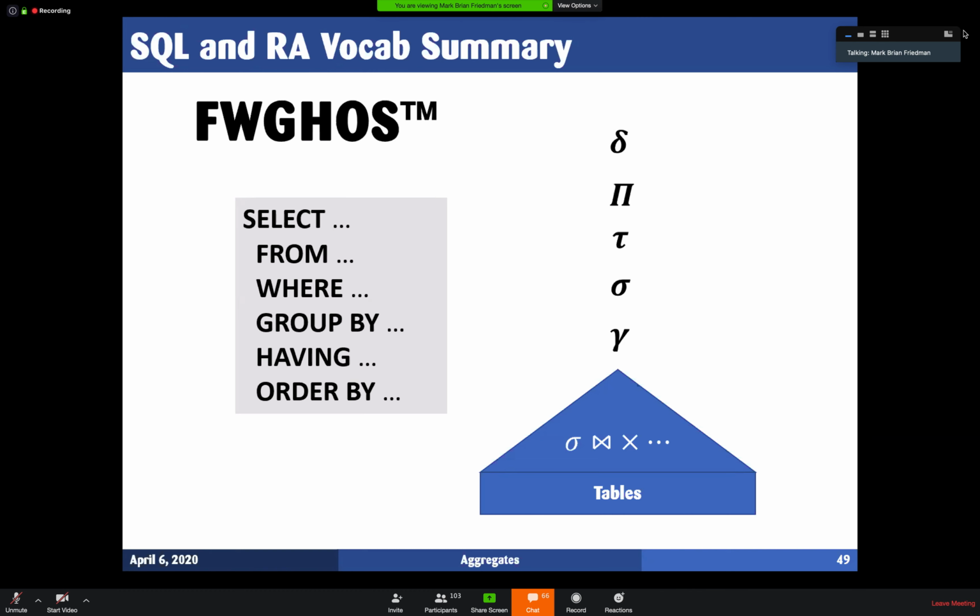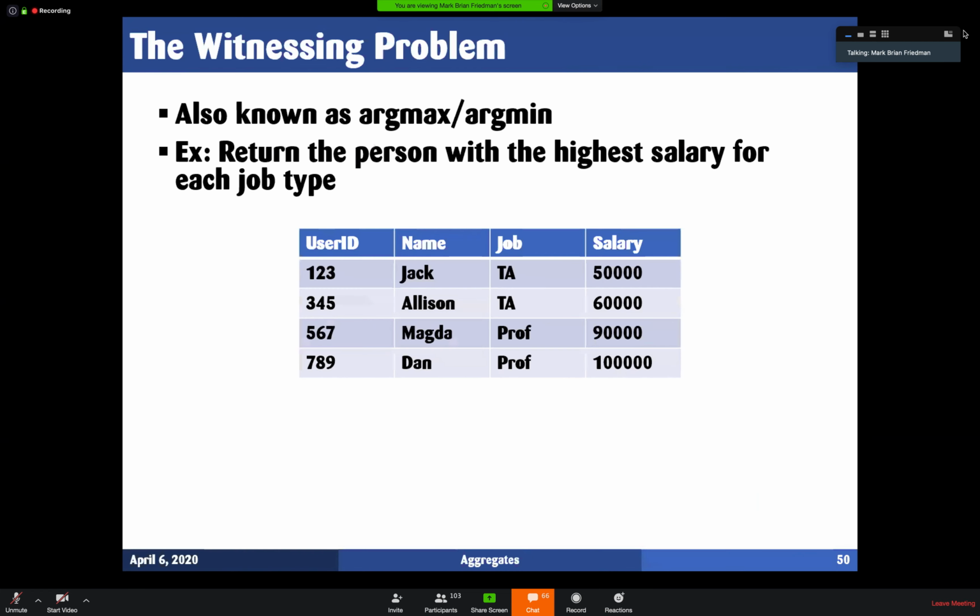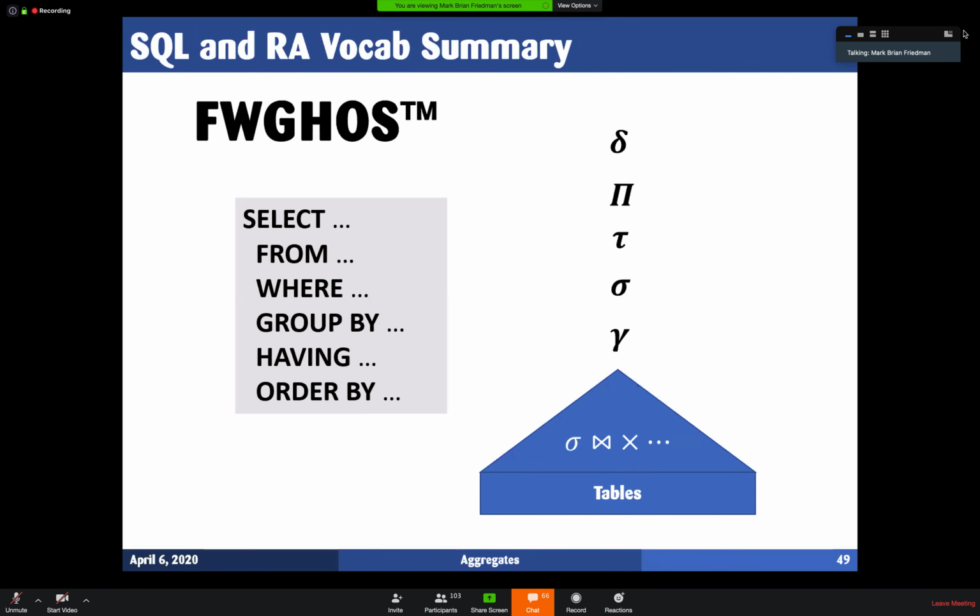All right, I think we're going to talk about the witnessing problem. We'll never get through that today. If you think this raises a lot of questions, wait till you see when we go to witnessing. We've got to solve this problem. How do I get the name of the person with the max salary? And that's called the witnessing problem.